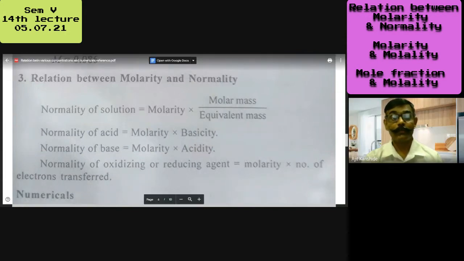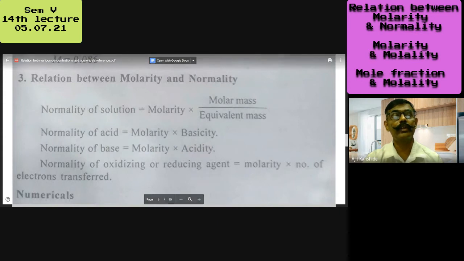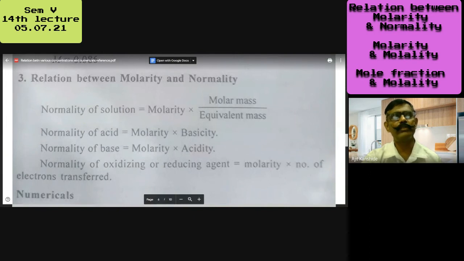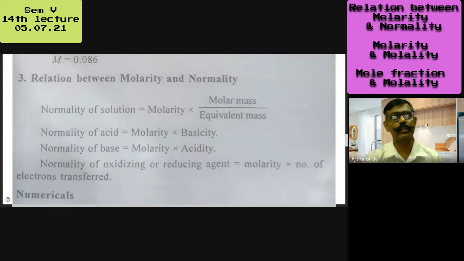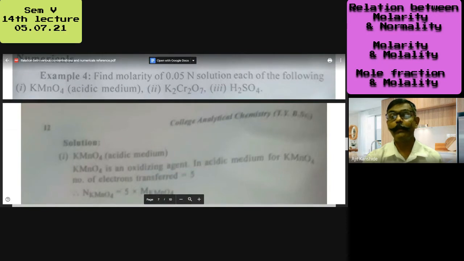Very good. It is for acid, for base, and for an oxidizing or reducing agent. Depending upon the nature of that chemical, we can directly express a relationship. The upper one is the general way by which we can find out the normality of a solution if we know its molarity. Vice versa also we can do. And it is solved. If you read the numerical, you have to find the molarity of 0.05 normal solution.